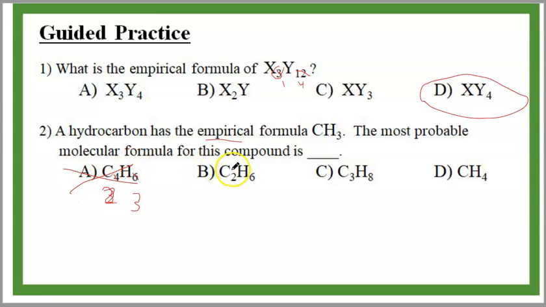Okay, let's reduce this. We've got a 2 and a 6. I can reduce these by dividing both by 2. That would give me a 1, and 6 divided by 2 is 3. Wow, look, it matches. So it's choice B, but we're going to go ahead and work through the rest so you can see why. See how when we reduce this, they match. So we worked backwards. This could be a molecular formula.